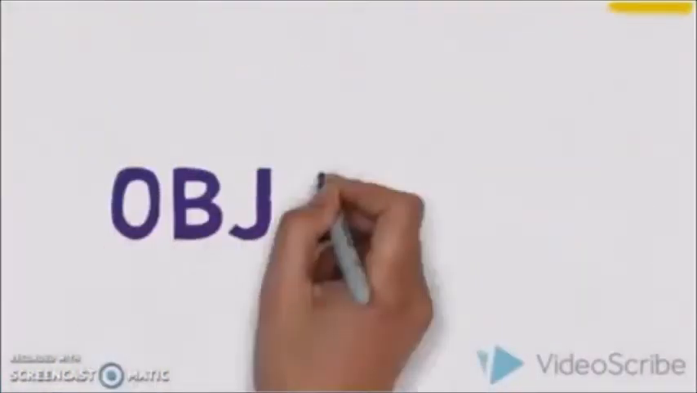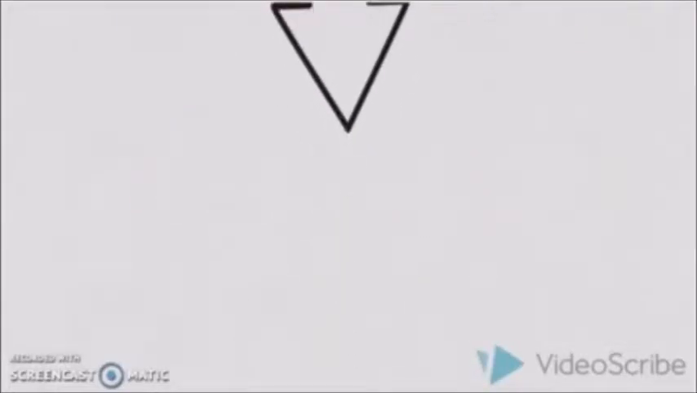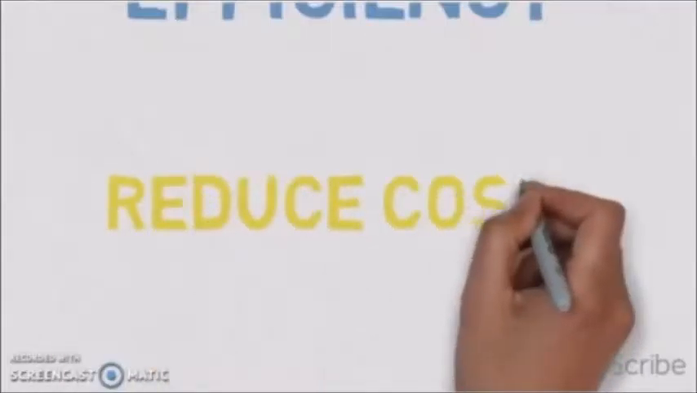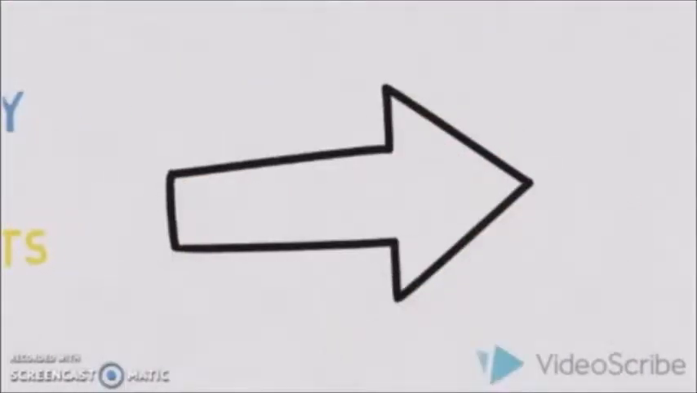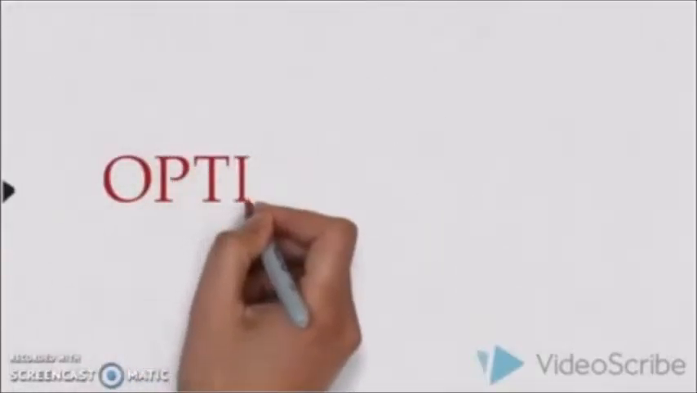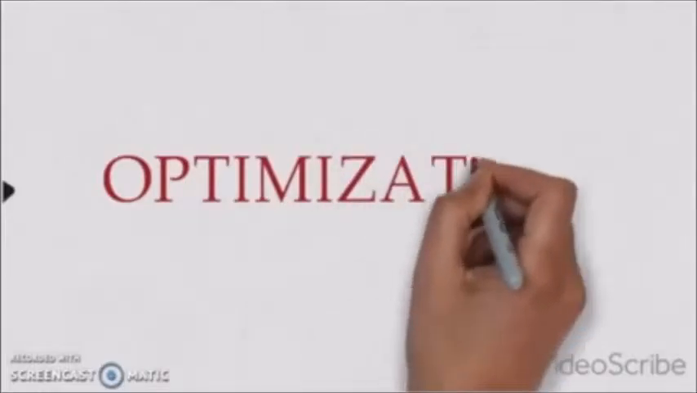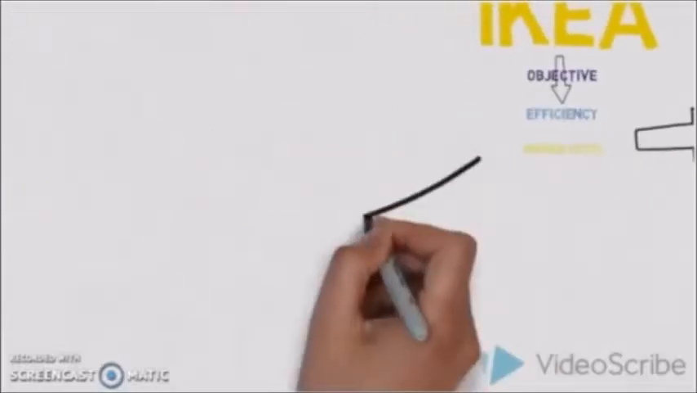IKEA has an objective, which is being efficient. They reduce costs from anywhere. They reduce them by optimizing resources. But how do they do it? Optimization. What does it mean? Optimization is the action of making the best or most effective use of a situation or resource.